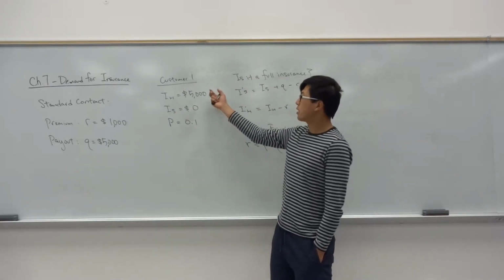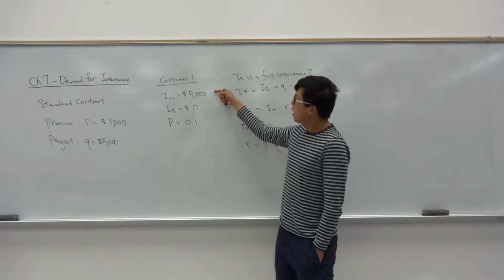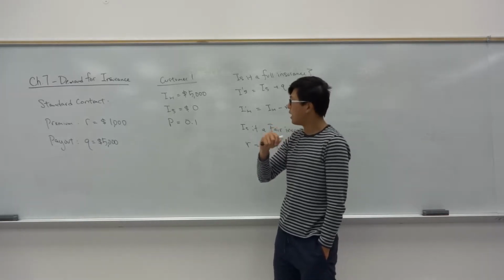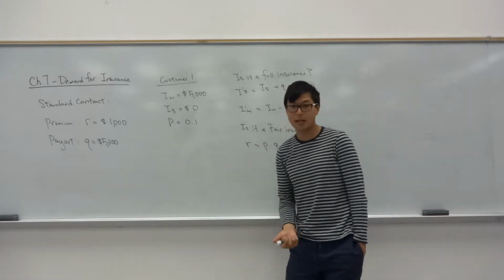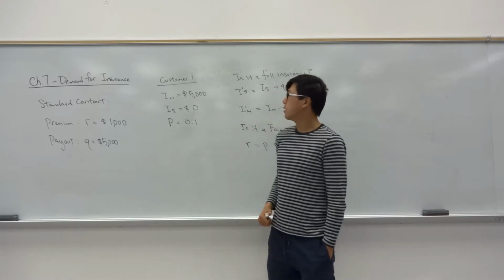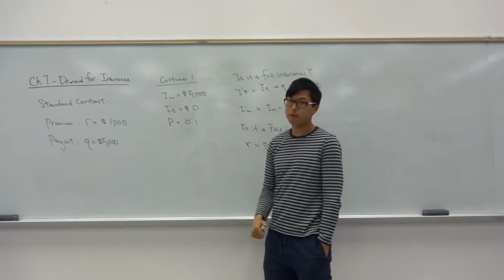Assume there is one customer out there, customer one, who has a healthy income of $5,000 and a sick income of $0. That means this person, when sick, will not be able to work at all. And the probability for this customer to get sick is 0.1, so that means 10%.